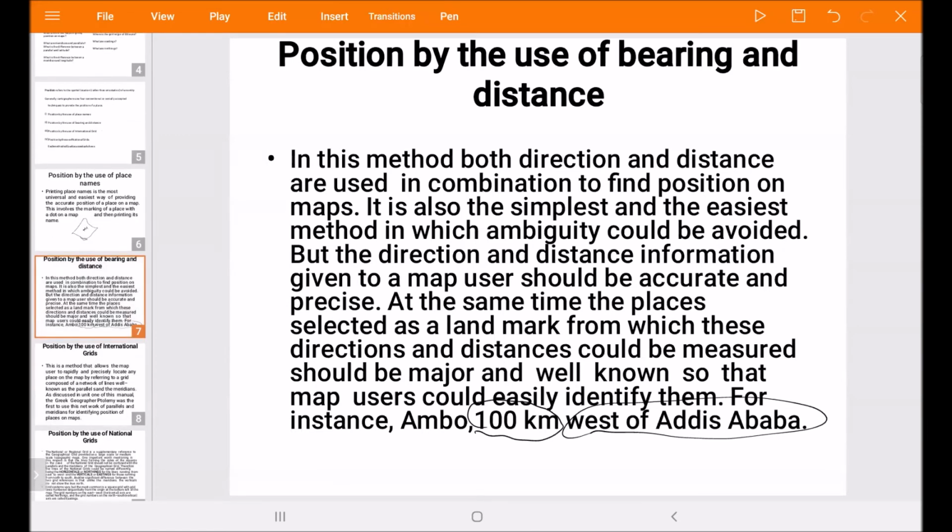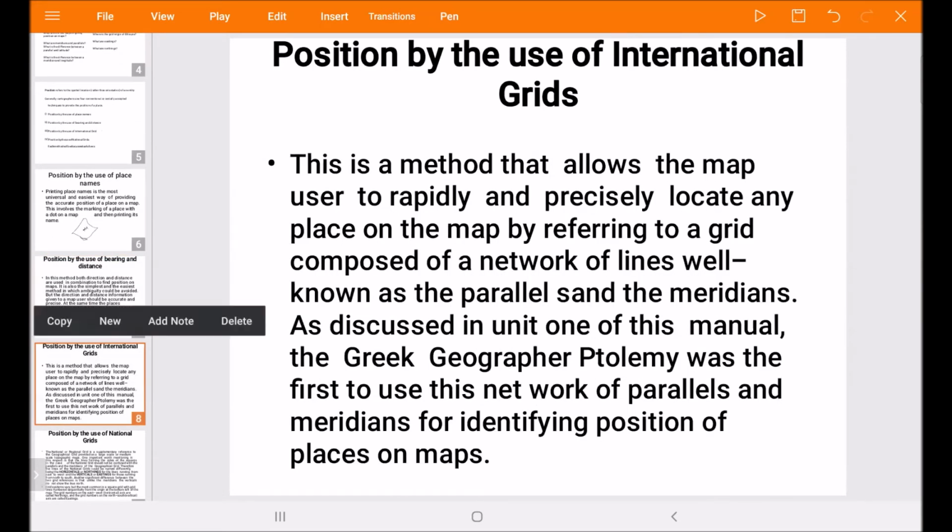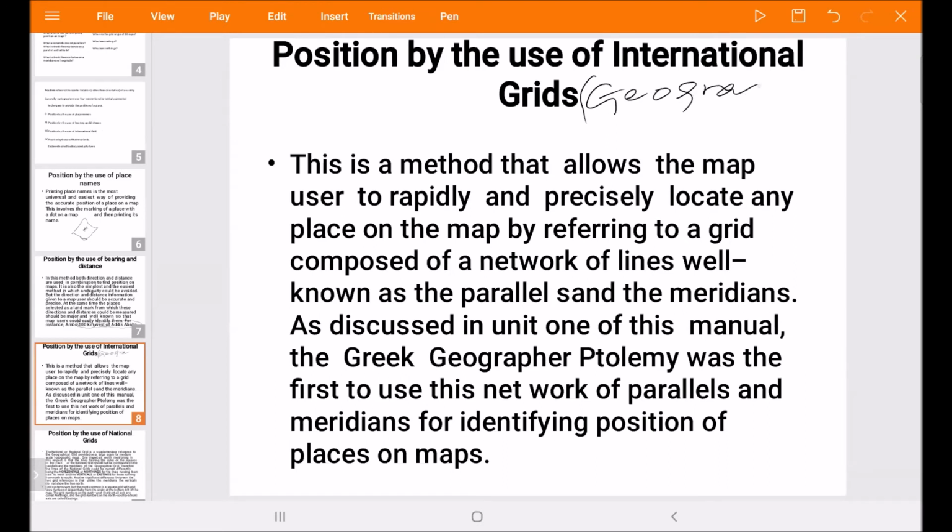The other one we will see in detail, which is in your writing, is position by the use of international grid or geographical grid. Both are the same: international grid or geographical grid. You can say position by the use of international grid or geographical grid reference.